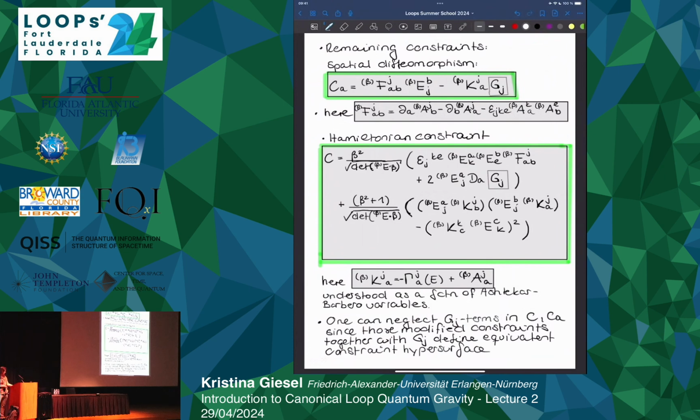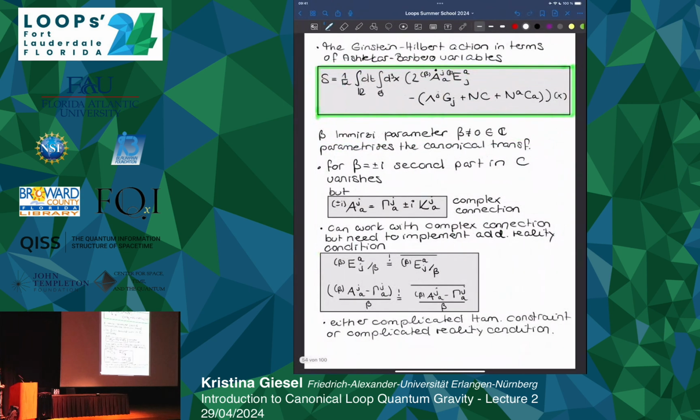And the only thing which I didn't manage to display here now is that you can rewrite the action in this form, and you see it's again the standard symplectic potential here of A and E, and then you have the linear combination of the constraints. Now here the SU2 Gauss constraint, Hamiltonian and diffeomorphism.